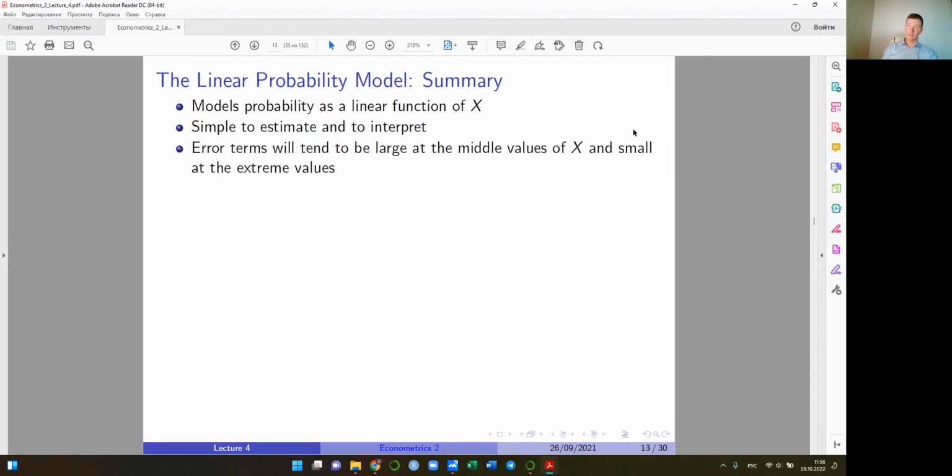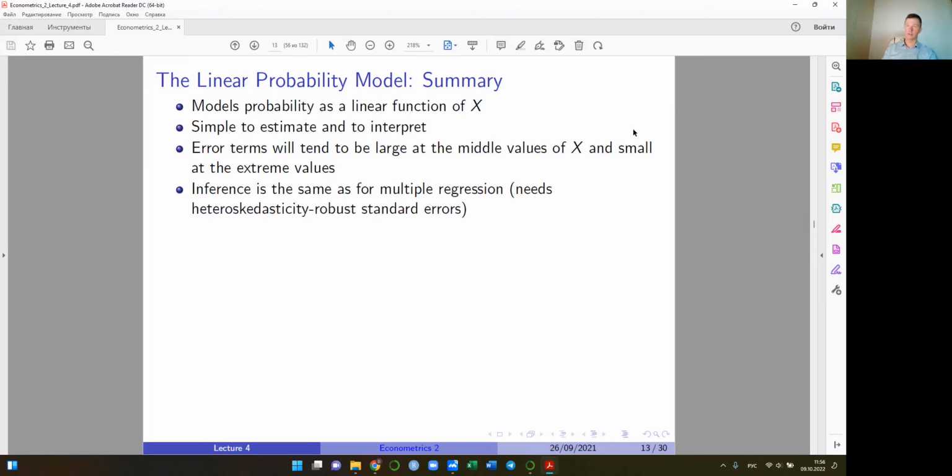The problematic part is that error terms are going to be large in the middle of x and small at the extreme values. We will see this on the illustration later. Which means that there is heteroscedasticity. Okay, maybe that's not a big deal. We know how to control for heteroscedasticity. On the other hand, heteroscedasticity usually leads to lower efficiency of our estimation.